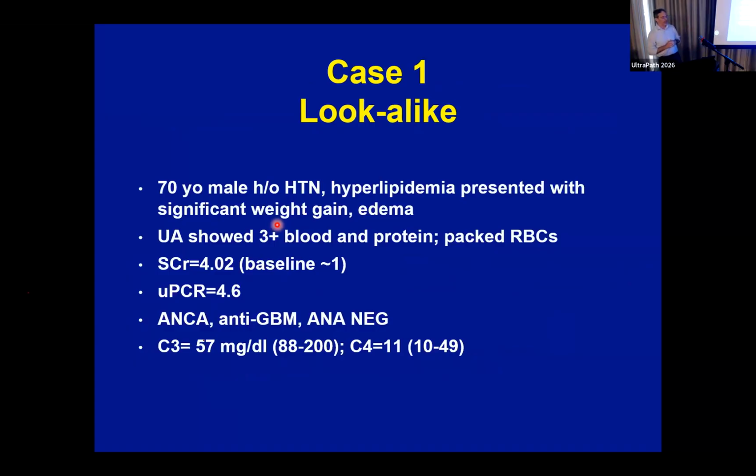First, this was a 70-year-old male with a history of hypertension and hyperlipidemia, who presented with a bunch of weight gain and edema. His UA showed 3+ blood, protein, packed RBCs. His serum creatinine was 4; his baseline was probably about 1.1. His urine protein to creatinine ratio was 4.6, so he had heavy proteinuria. His serologies, ANCA, anti-GBM, and ANA, were all negative. He was mildly hypocomplementemic, with slightly low C3 and low normal C4.